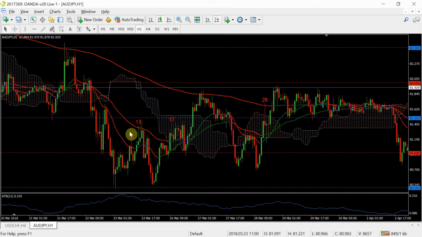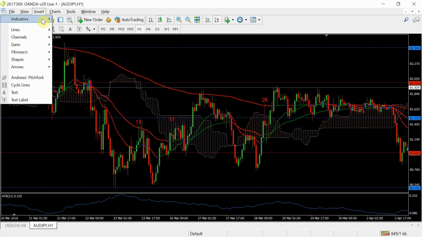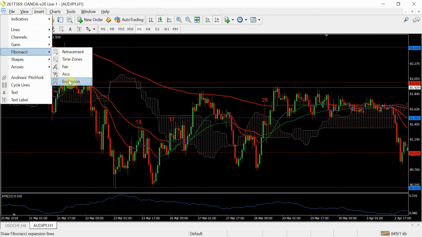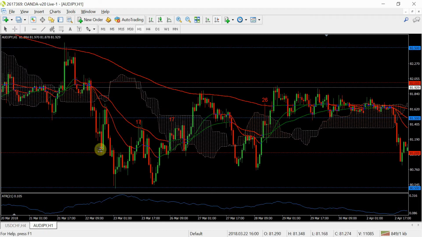So as you can see over here, this is where the pin bar is. Now I'm going to draw the Fibonacci expansion. Okay, let's take this as the high, this as the low.